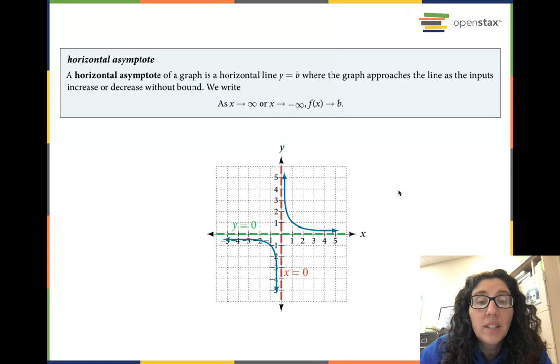A horizontal asymptote is a horizontal line, here the green one, y equals b, where the graph approaches the line as the inputs increase or decrease without bound. Right? So that means as x goes to positive or negative infinity, f of x approaches b, the line y equals b.